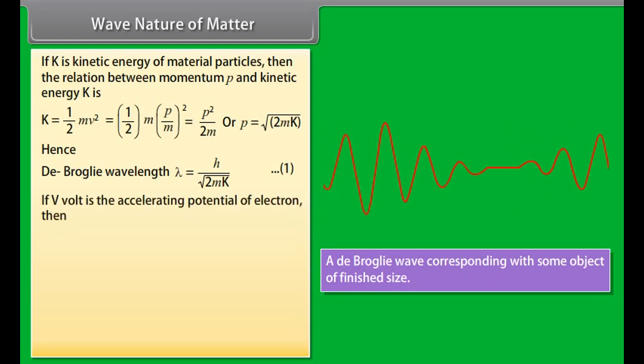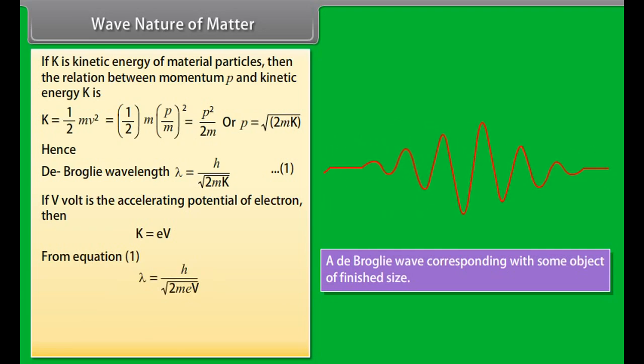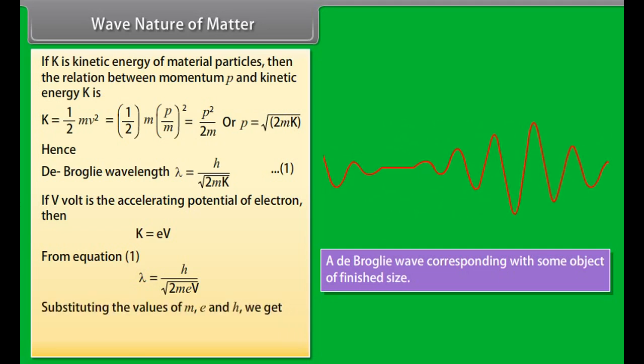If V volt is the accelerating potential of an electron, then k equals eV from equation 1. Lambda equals h by square root of 2meV. Substituting the values of m, e and h, we get lambda as 12.27 by square root of V angstrom.